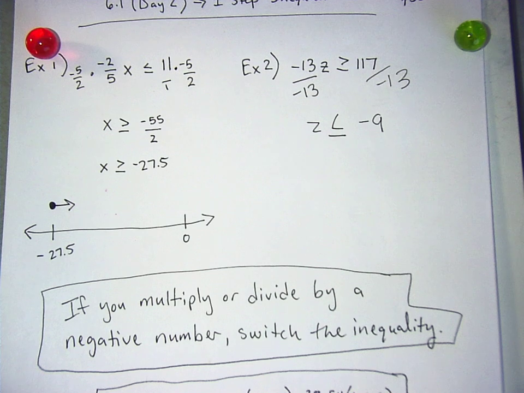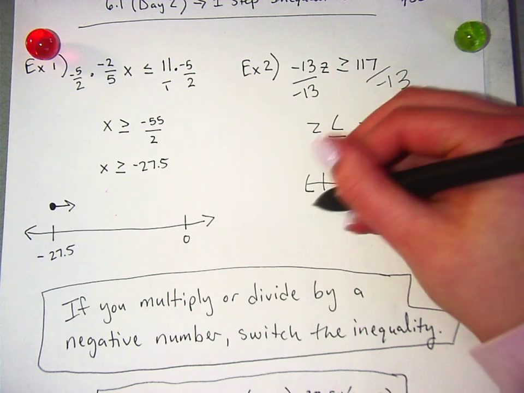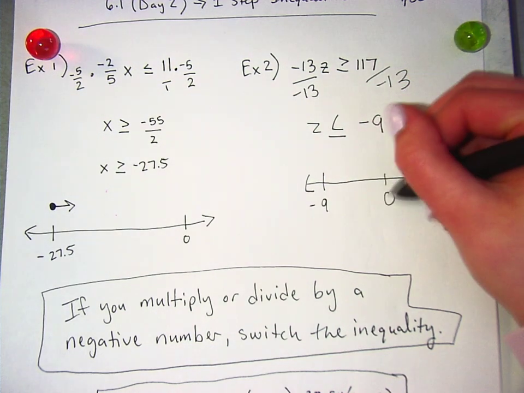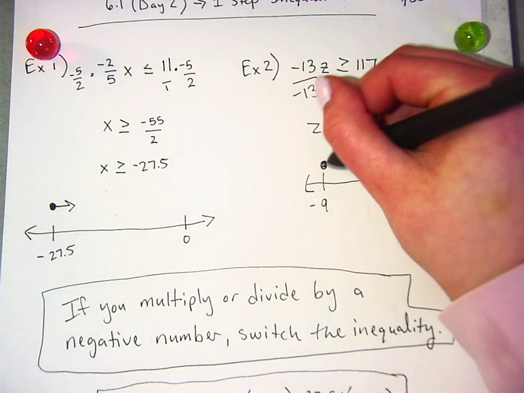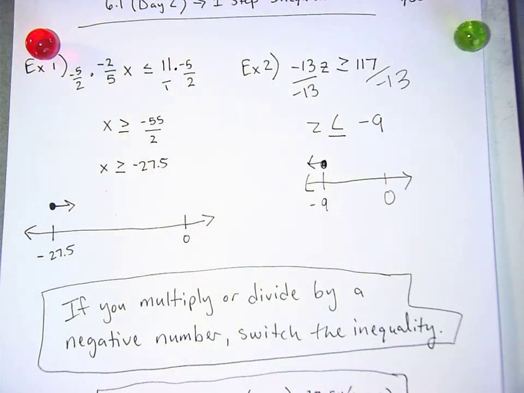So something I want you guys to notice, because both of my examples turned out this way. Do you see how the answer is negative? That's not what made you switch the sign. The thing that made you switch the sign here is when we multiplied by a -5/2, or when we divided by a -13. So it doesn't matter if the answer is negative, it matters what we're doing to it. That's the part that flips it. Do you want me to do the number line? Yes, please. Okay. Then you have a closed circle and it goes to the left. And then -9. Beautiful. Thank you.